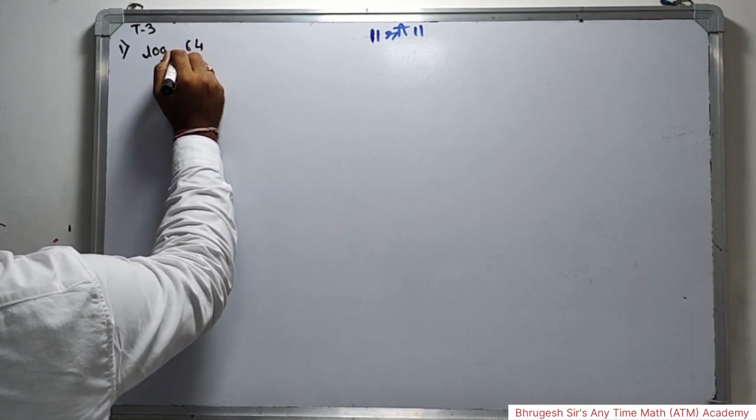Similarly 1/27 is equals to x cube. Taking cube root on both the sides बेटा, taking cube root on both the sides.